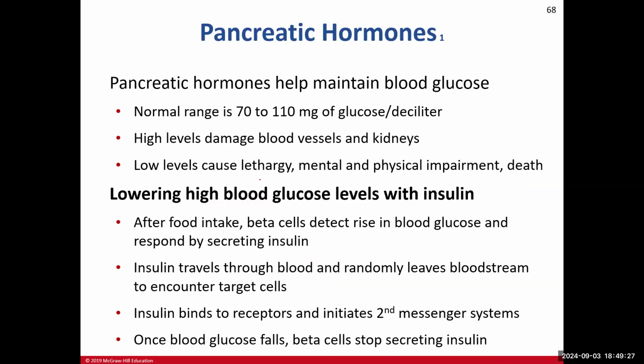All right, so let's talk about the hormones that are responsible for blood sugar levels. This is a number that you should familiarize yourself with, the normal range for blood glucose levels. All right, 70 to 110 milligrams per deciliter.